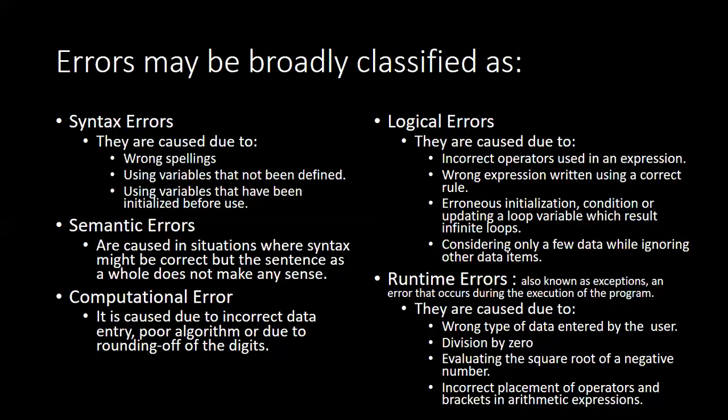Computational error. Computational error is due to incorrect data entry, poor algorithm, or rounding of a digit. Say you have entered a value of y and you are trying to process it, but the required value requires a decimal point of up to 5 digits, while the process you are developing rounds a 6 decimal point number off to 2 digits. Definitely an error will be thrown because of less precision.